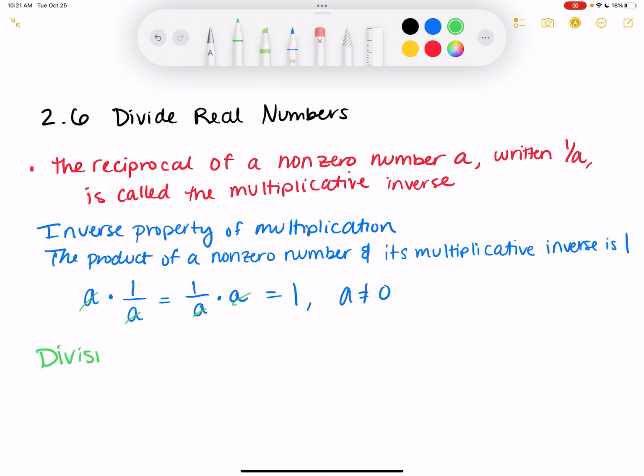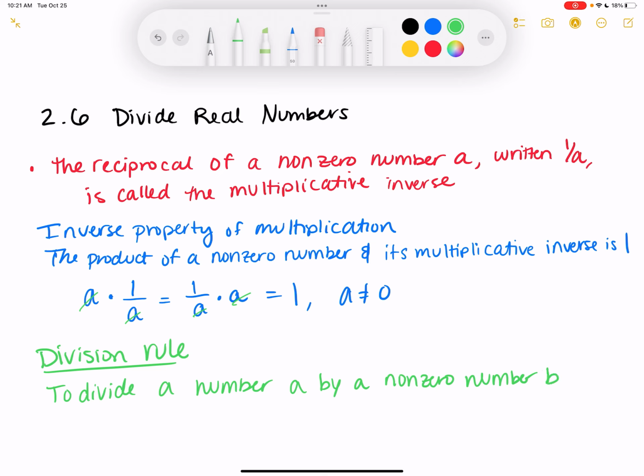So we have a division rule. This says that to divide a number A by a non-zero number B, multiply A by the multiplicative inverse of B. So I once had a professor in college tell me that we never divide, we only ever multiply by the inverse, which is technically true, but dividing just sounds a little nicer, so we're gonna divide.